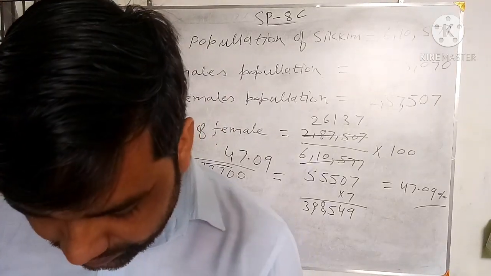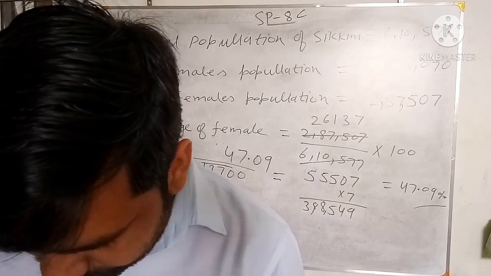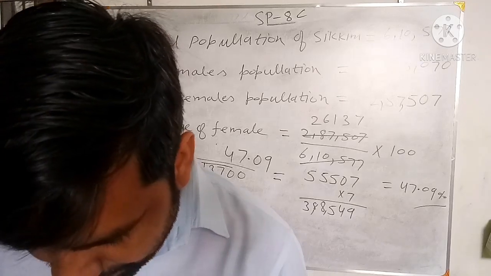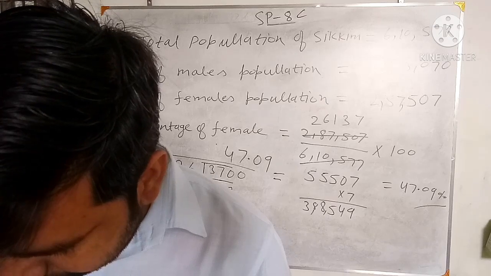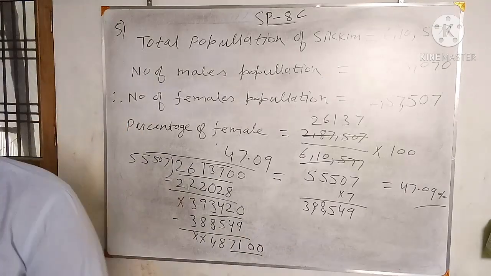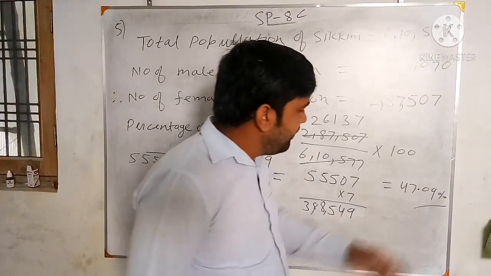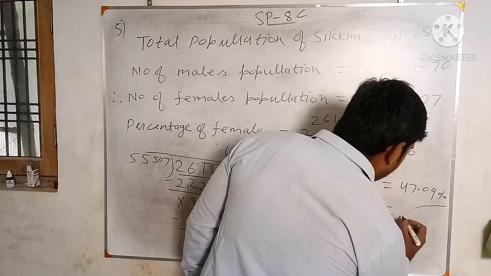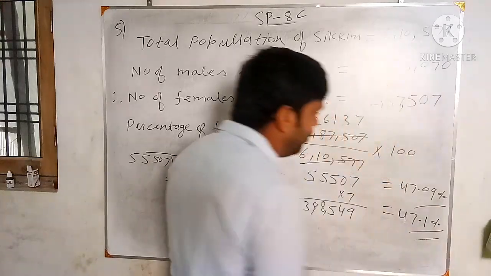So let me check the answer. Okay, 47.1% is correct. Females are 47.1%. When you round off, you will get 47.1%. So both the answers are correct.